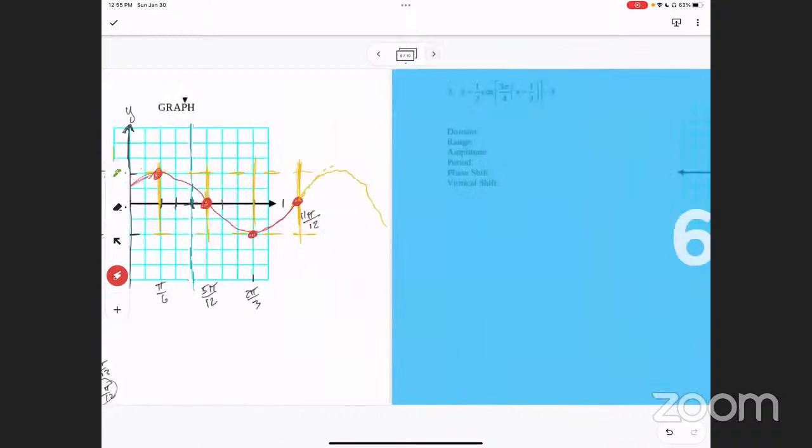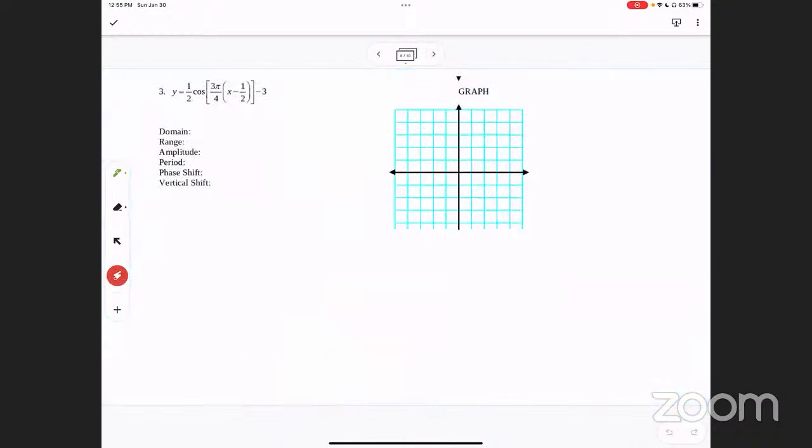Okay. So now we're doing cosine. It's the same deal. Here is our period. This is B. So the period equals 2 pi over that.